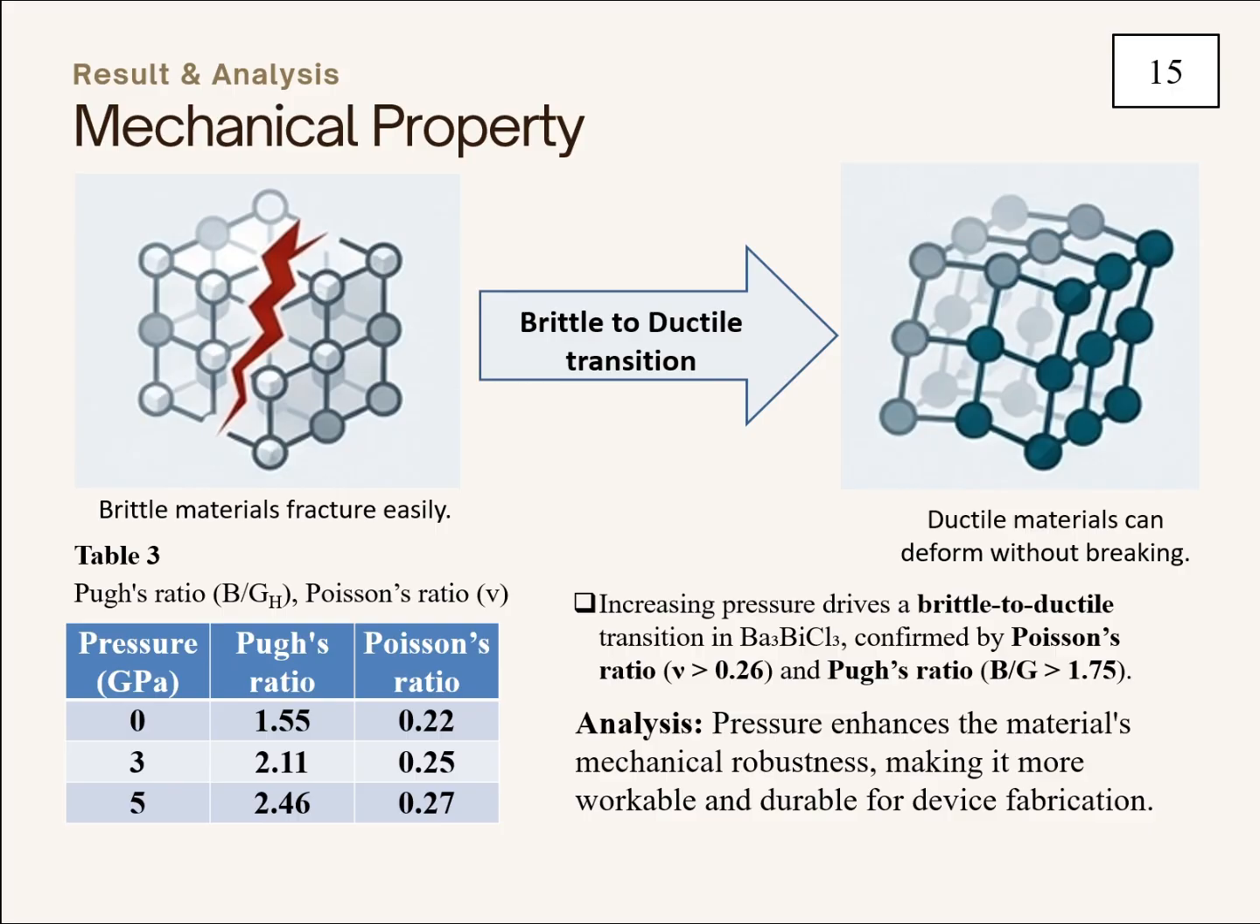And it can be verified from the Pugh ratio and Poisson's ratio. According to that, a Poisson's ratio of more than 0.26 is considered ductile, but we can see that at 0 GPa the Poisson's ratio is 0.22, and after 3 GPa it has been made to reach the required conditions, and the same for the Pugh ratio as well.